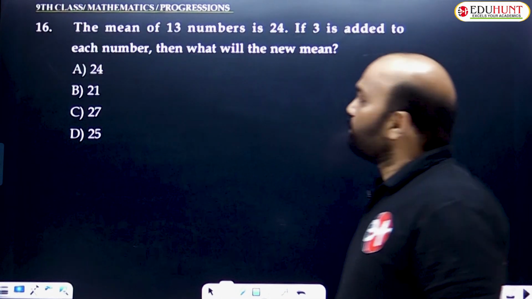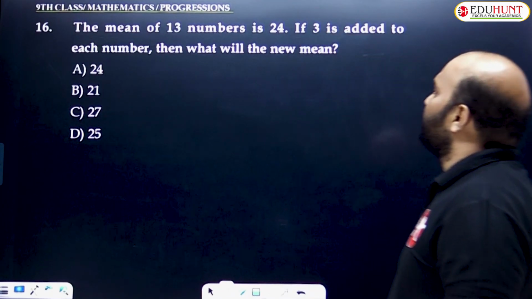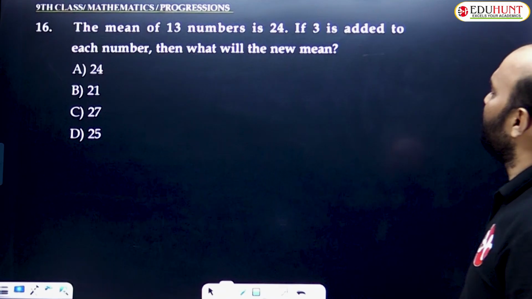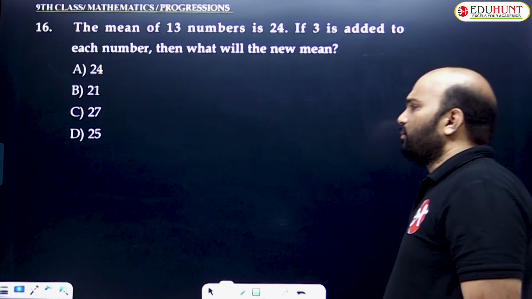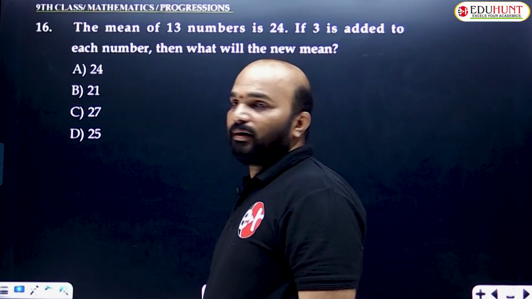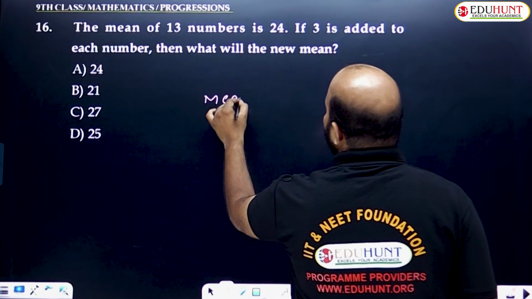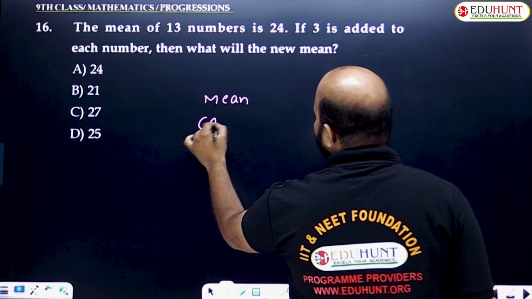Am I clear? Let's go to question number 16. The mean of 13 numbers is 24. If 3 is added to each number, then what will be the new mean? Option A 24, option B 21, option C 27, option D 25. So clearly we need to understand, mean is nothing but average.